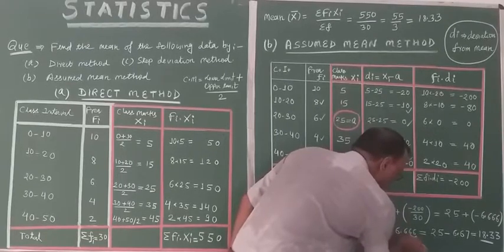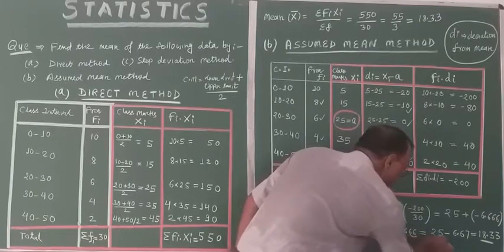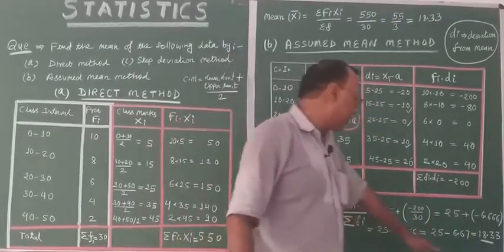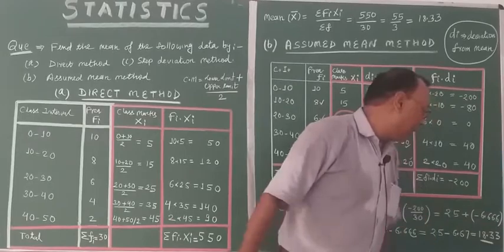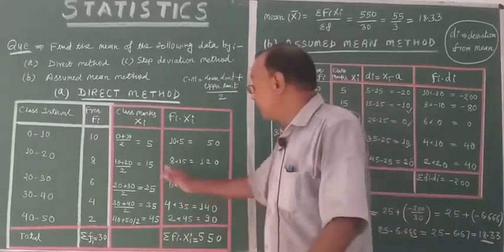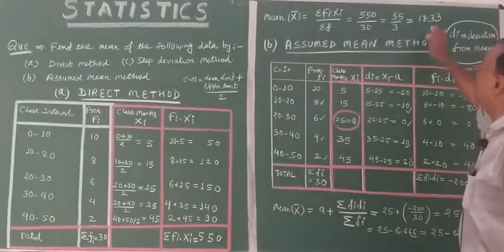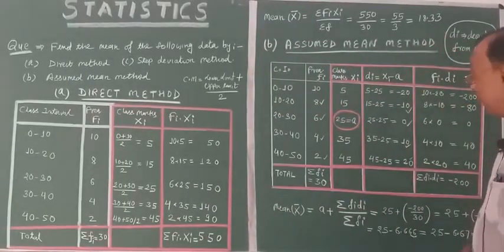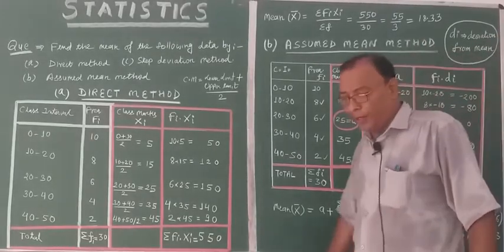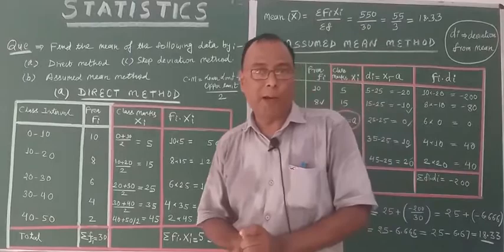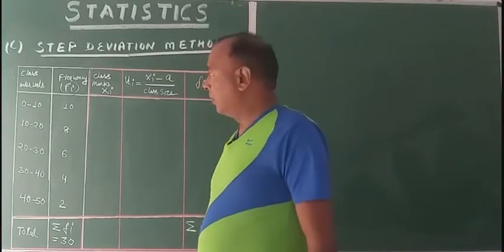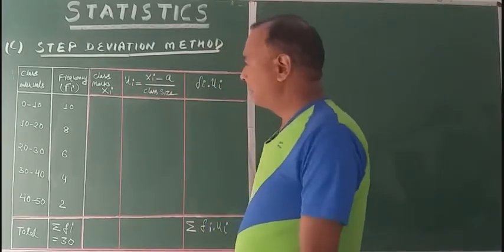Approximately 6.66 will become 6.67. So 25 minus 6.67, and when you subtract you will get 18.33. So just look at both the answers. The answer in the direct method is 18.33, and the answer in the assumed mean method is also 18.33.